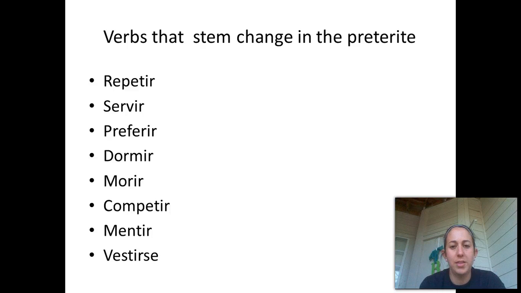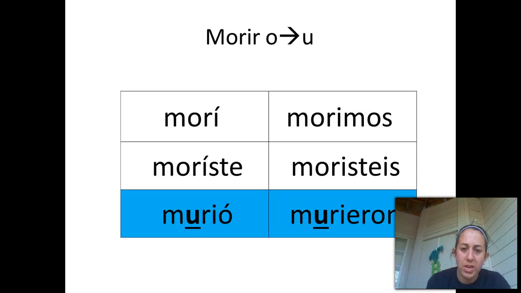Okay, let's see how you did. Morir is an O to U stem changer. Sorry to be negative, Nancy, it means to die. And notice morí, moriste, murió has that stem change in the él, ella, and usted form. Morimos, moristeis, and murieron.